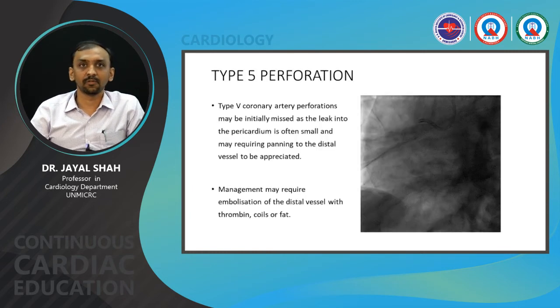This is the type 5 perforation, which is initially missed because the distal leak is caused by the coronary wire. In this case the leak is often small and may require panning to the distal vessel, and management may require embolization of the distal vessel with thrombin, coils or fat.